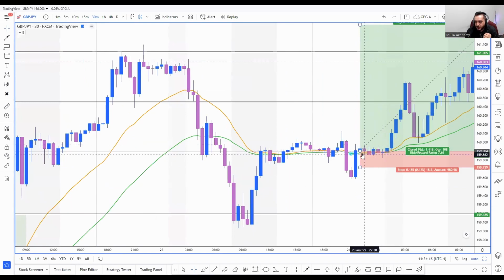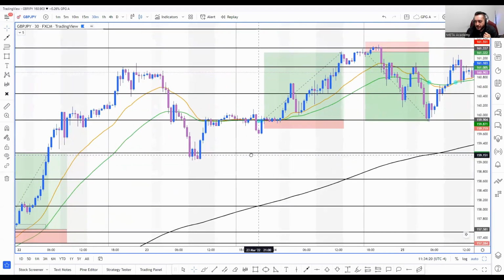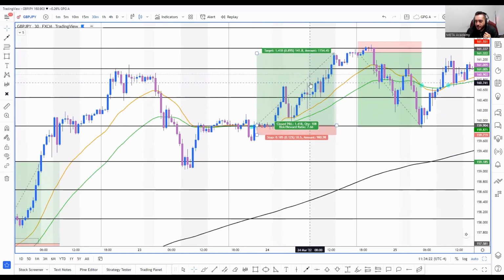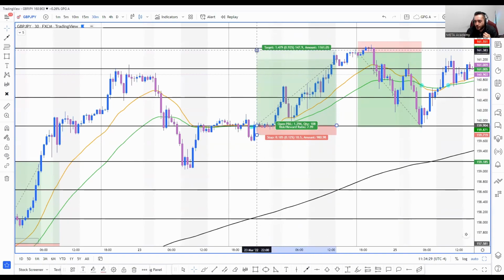Then the trade was playing out around here. I went to sleep and woke up around here, took a partial close, and then left the runner running. The runner, I actually got closed here at 140 pips. My first target was here, but my last target was basically here at 140 pips.